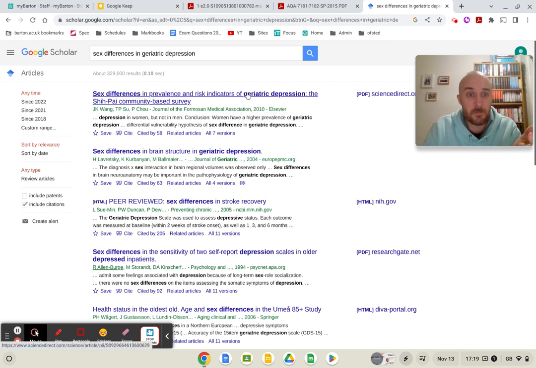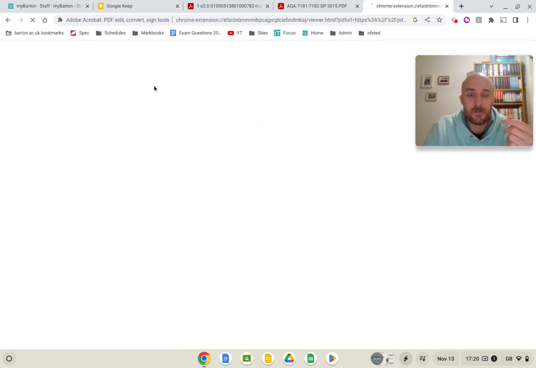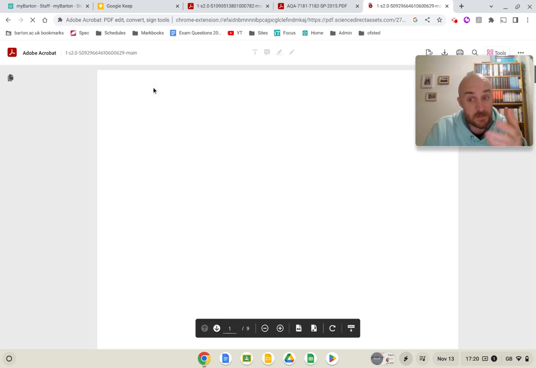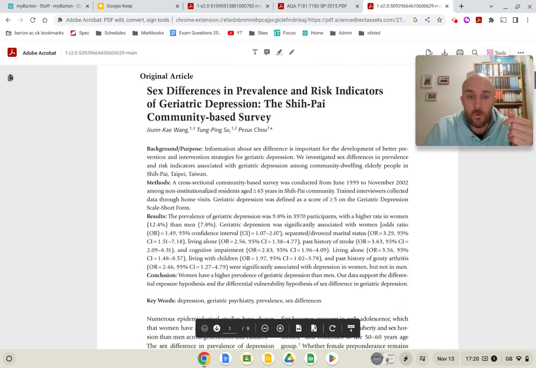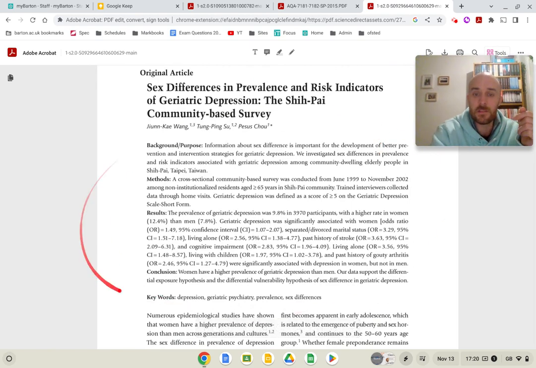This one looks pretty promising at the top: sex differences in prevalence and risk factors of geriatric depression. If I click on this, it will take me through to the article. Hopefully, it's taking me straight through, which is lovely. So what you're going to find here, always, the abstract is always at the front.